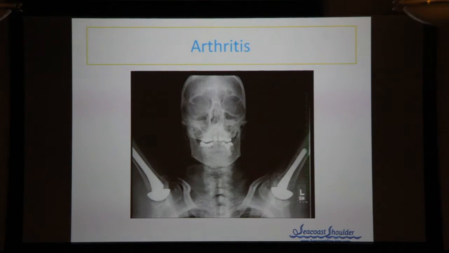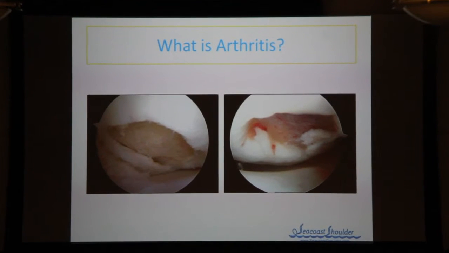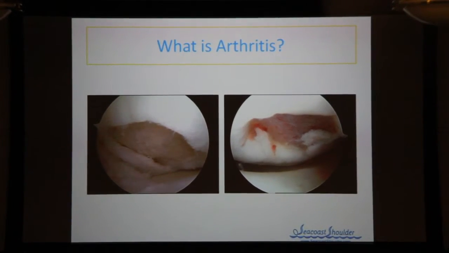This is a gentleman who's had both his shoulders replaced. So what exactly is arthritis? In the joint in that normal video we showed, the ball had nice normal white shiny cartilage. This is where that cartilage is missing. When you are missing the cartilage and you're down to bone, that's arthritis.